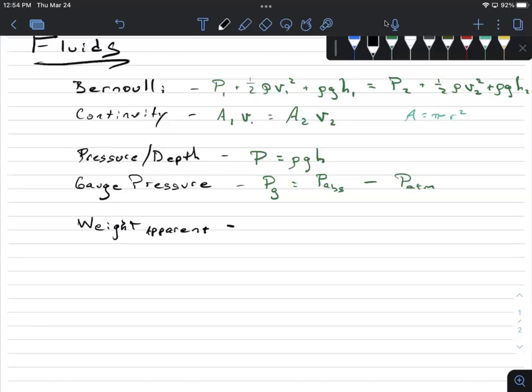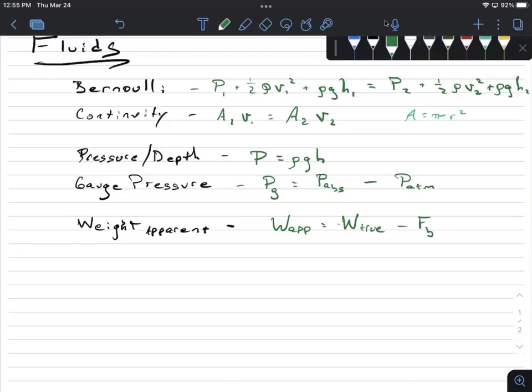And since there's a buoyant force on an object while it's in a fluid, if you go weigh the object, the weight scale doesn't know there's a buoyant force. It just says, what do I feel? I feel this thing feels this heavy. And how it feels is called the apparent weight. And apparent weight is very similar to a gauge pressure type equation. It says it's the true weight of the object, which is mg, mass times gravity, minus the buoyant force, which is acting on the object.